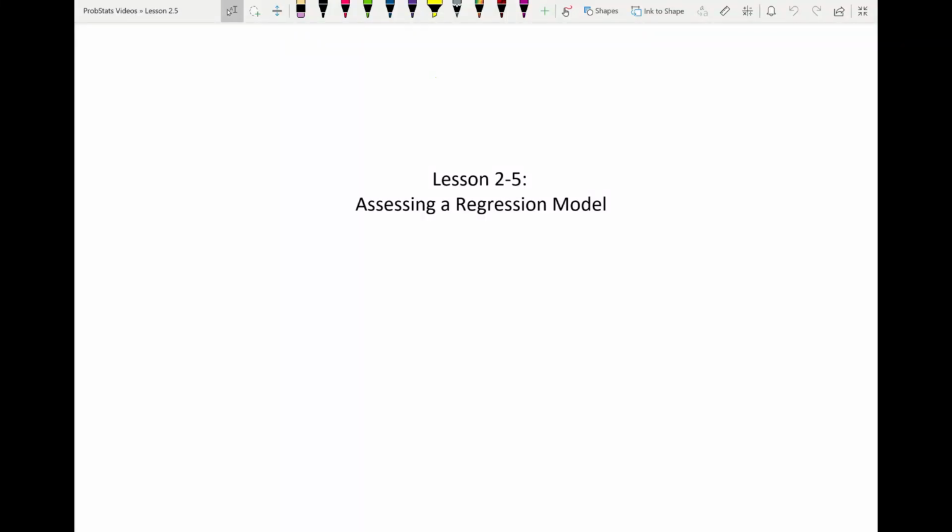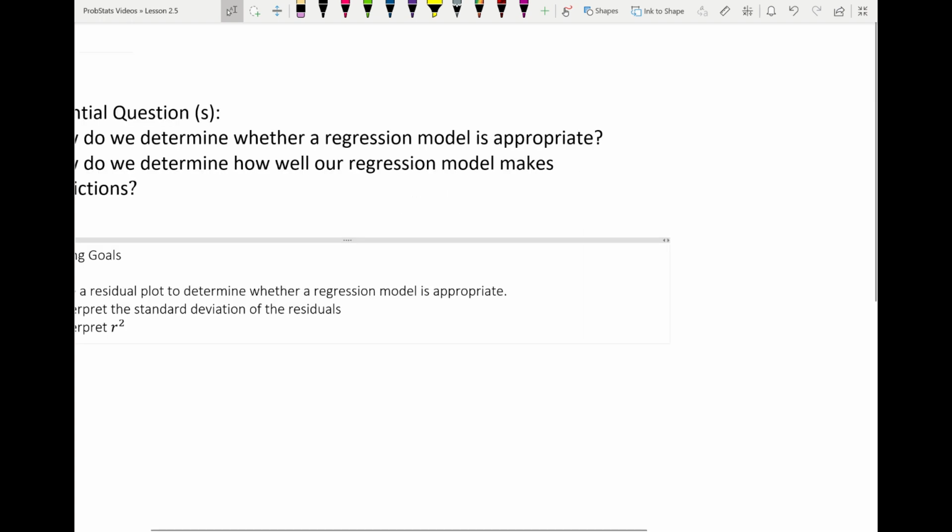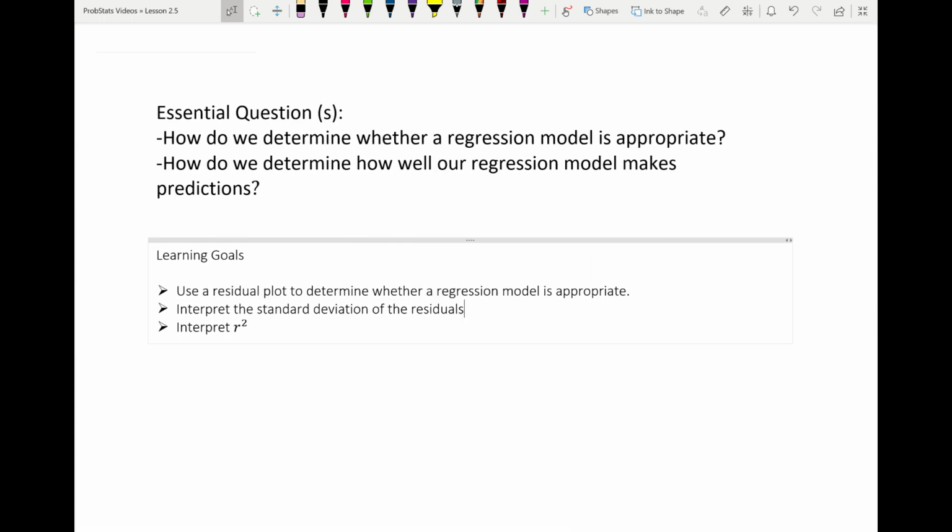Hello class, welcome to this lesson on 2-5. We're going to be talking about assessing regression models. So our essential question is, how do we determine whether a regression model is appropriate when we use it, and how do we determine how well our regression model makes predictions?